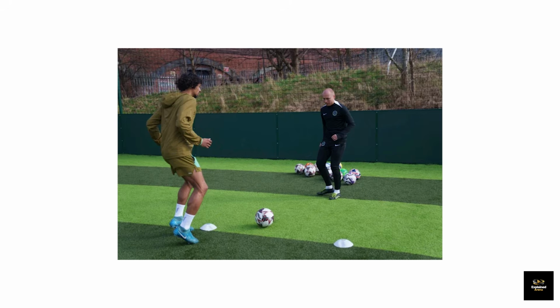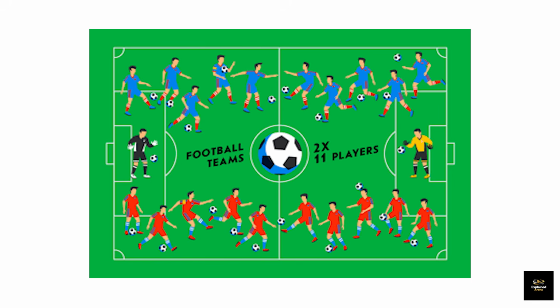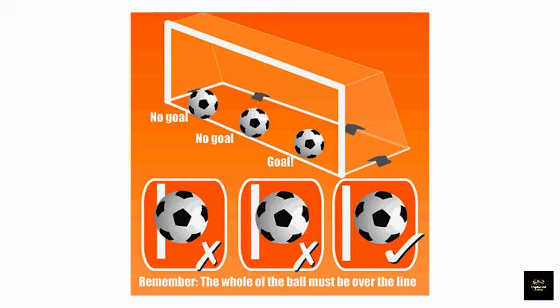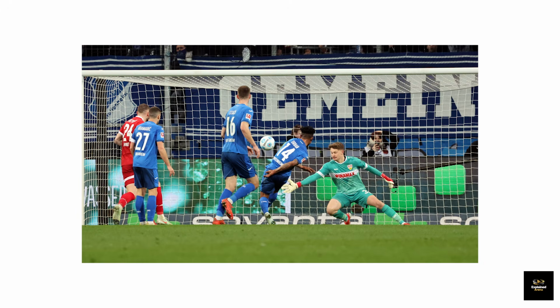Objective. At its core, football is a very simple game. Two teams, each with 11 players, compete to score more goals than the other over 90 minutes. A goal is scored when the ball completely crosses the line and into the net. While that sounds straightforward, what makes football interesting is everything happening around that objective.